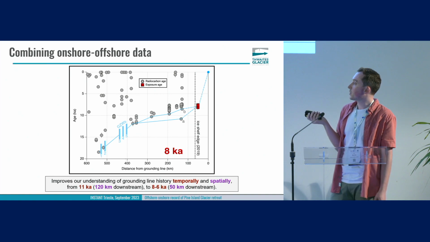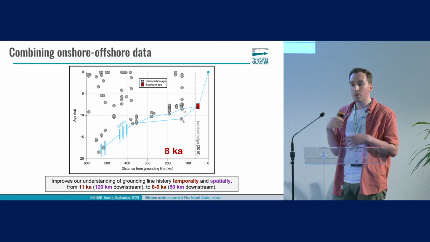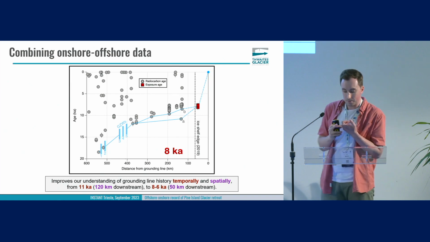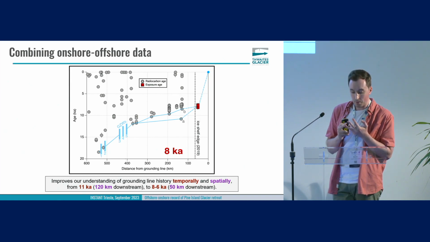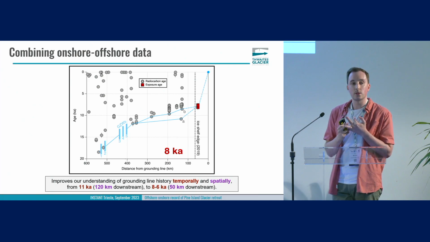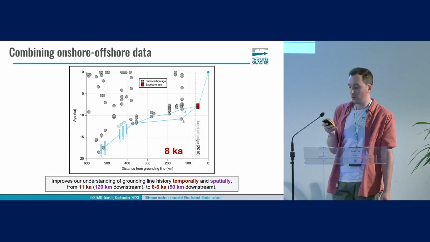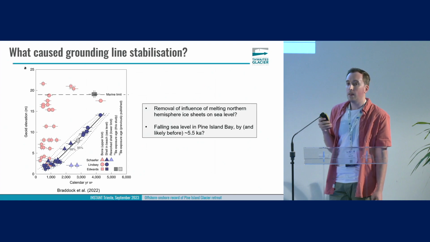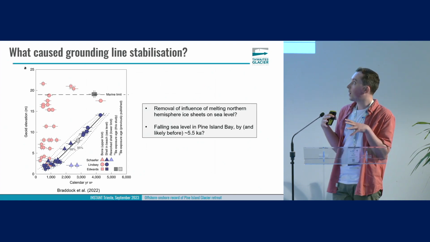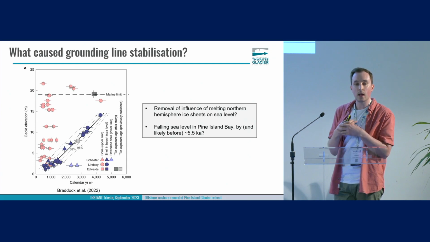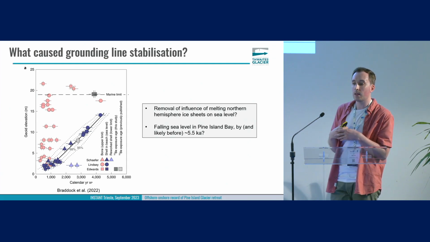So we think we've improved our understanding of the grounding line history, both temporally and spatially, from 11,000 years ago, 120 kilometers downstream of the modern grounding line, to 8,000 to 6,000 years ago, about 50 kilometers downstream. And then we wondered what kind of factors might have had a part to play in stabilizing the grounding line of Pine Island at around 8,000 years ago.